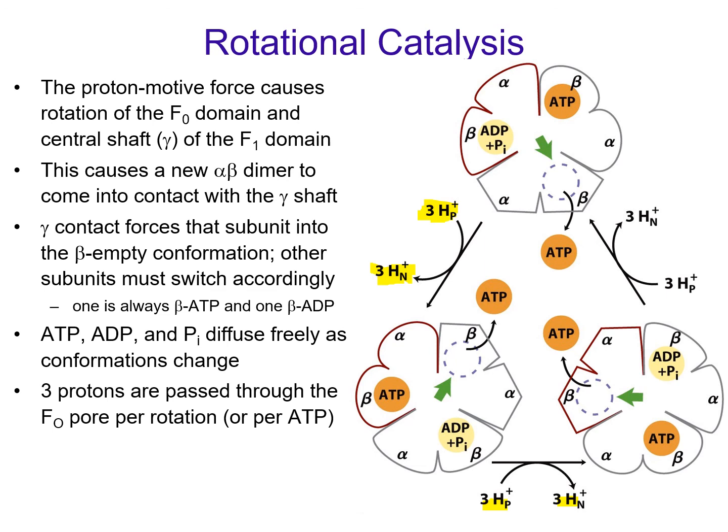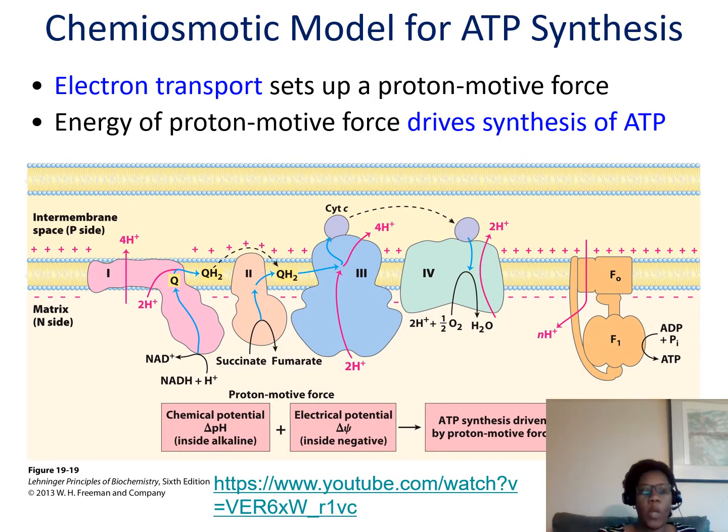And so that just keeps happening where the protons come in, the protons go out of the channel, and we have the condensation of ADP and phosphate, ATP release, condensation of ADP and phosphate, ATP release. But that happens with every 3 protons that go across the channel. Okay, so there you have it.